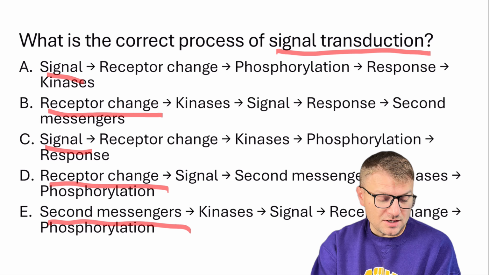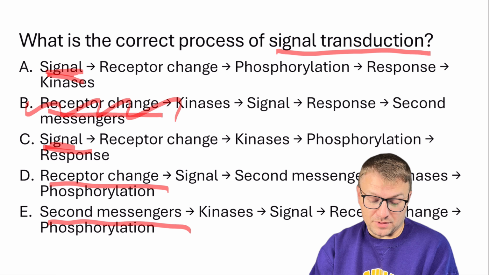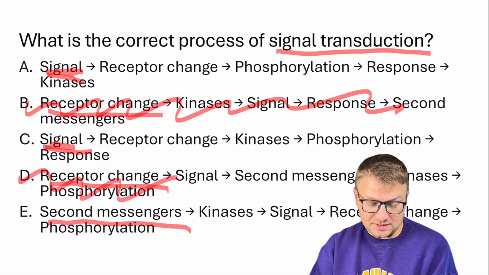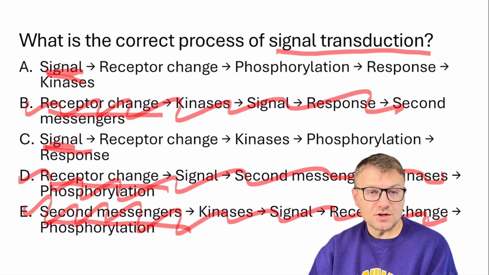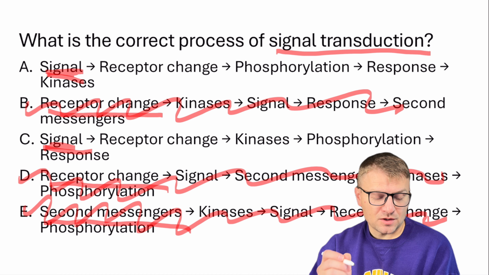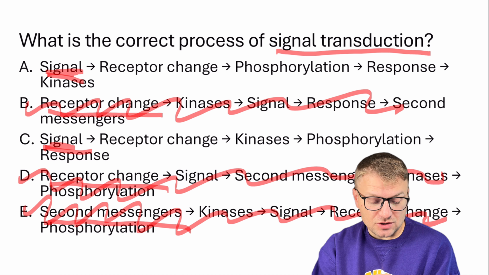So we know that the signaling molecule has to come first. The receptor change isn't going to come before the signaling molecule. So B is out, D is out, and so is E. Secondary messengers are inside the cell, so they're not going to occur first. So again, we're now down to a 50-50 chance. Signal, receptor change, that sounds right.